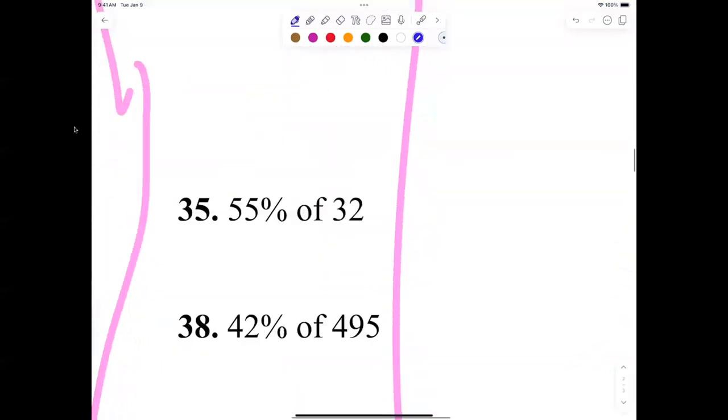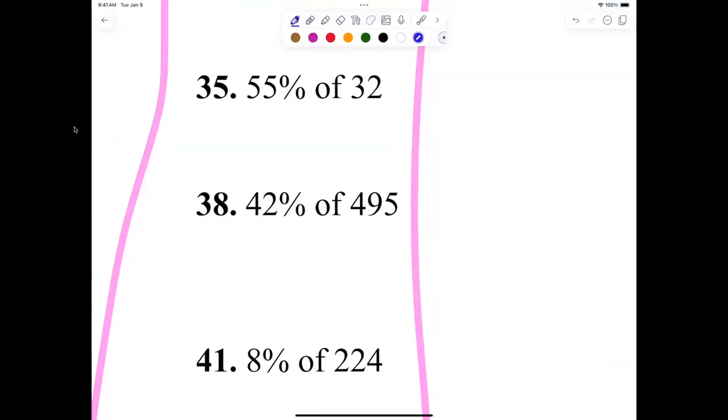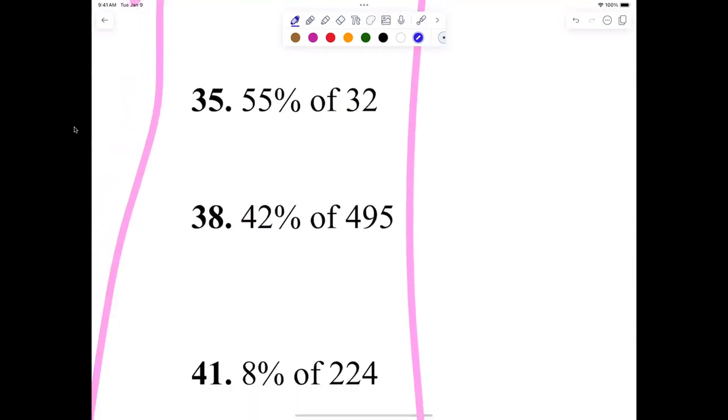All right. Now we're getting to the estimation, which is really annoying. There's lots of possibilities. So what's 50%? Half. What's half of 32? 16. All right. Now, if I wanted to, what's 10%? 3.2. So 5% would be about 1 point something, right? I know it's 1.6, but do we care? So then 55% is probably right around what?